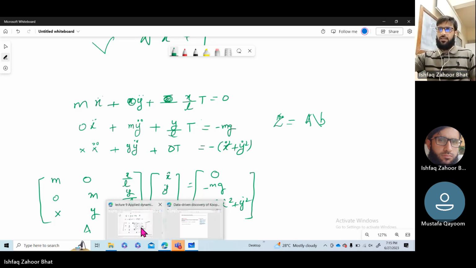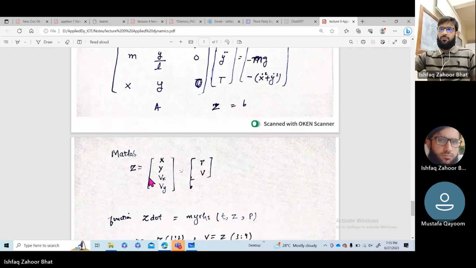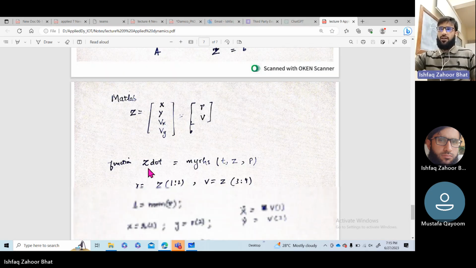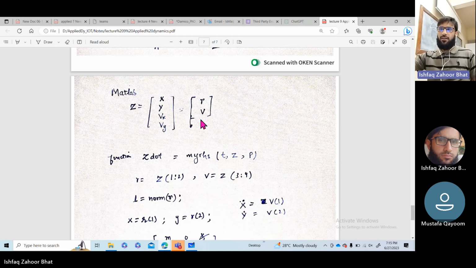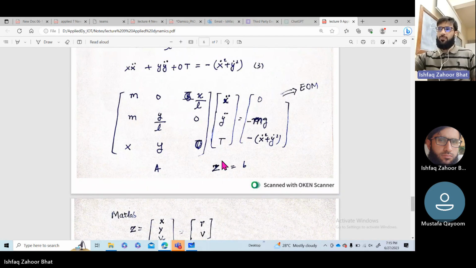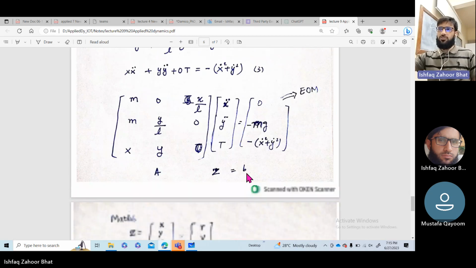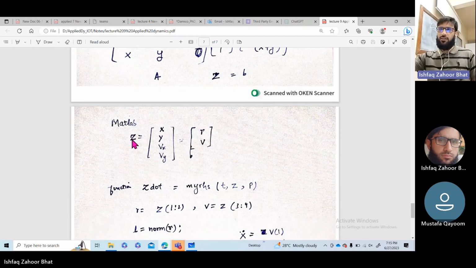Okay, so that is fine. So you have your z as xy, vx, vy, and you have this z double dot here, isn't it? So you give this to MATLAB, it will solve it, and that will return you the z vector.